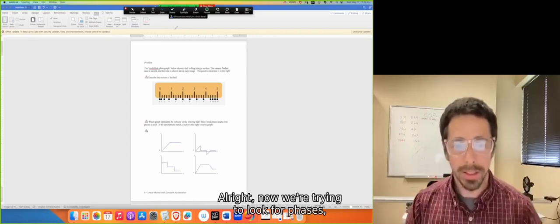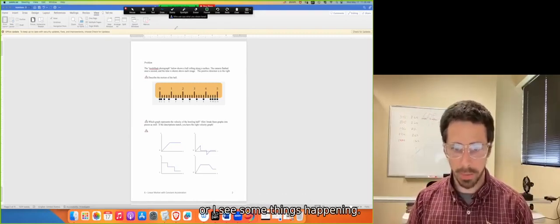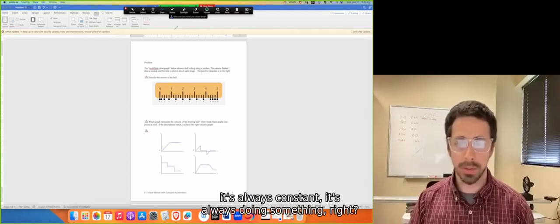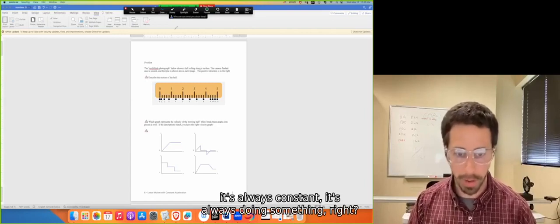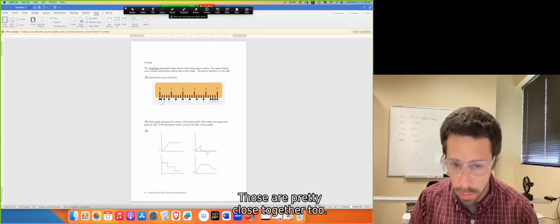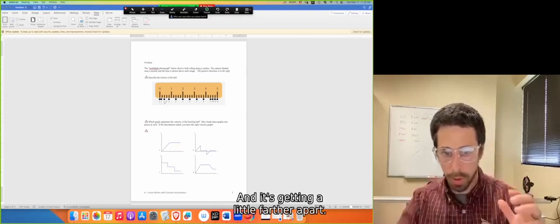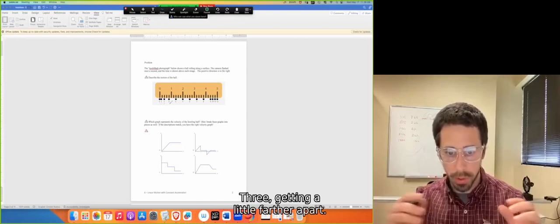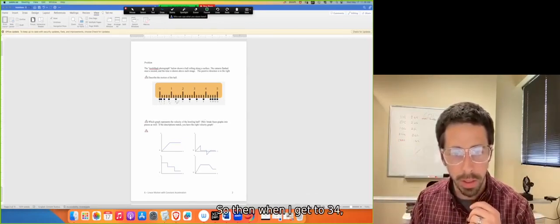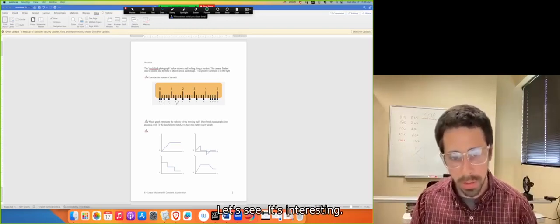All right. Now, again, we're trying to look for phases where I see some things happening. Either it's always speeding up, it's always constant, it's always doing something, right? And so when I go from 0 to 1, those are pretty close together. 2, it's getting a little farther apart. 3, getting a little farther apart. Okay, so then when I get to 3, 4, maybe even a little bit, well, let's see, it's interesting.